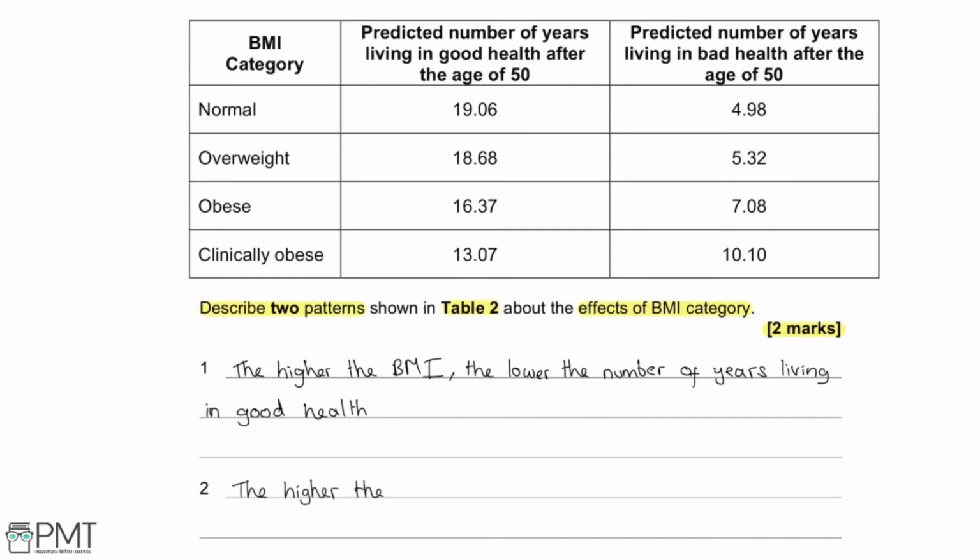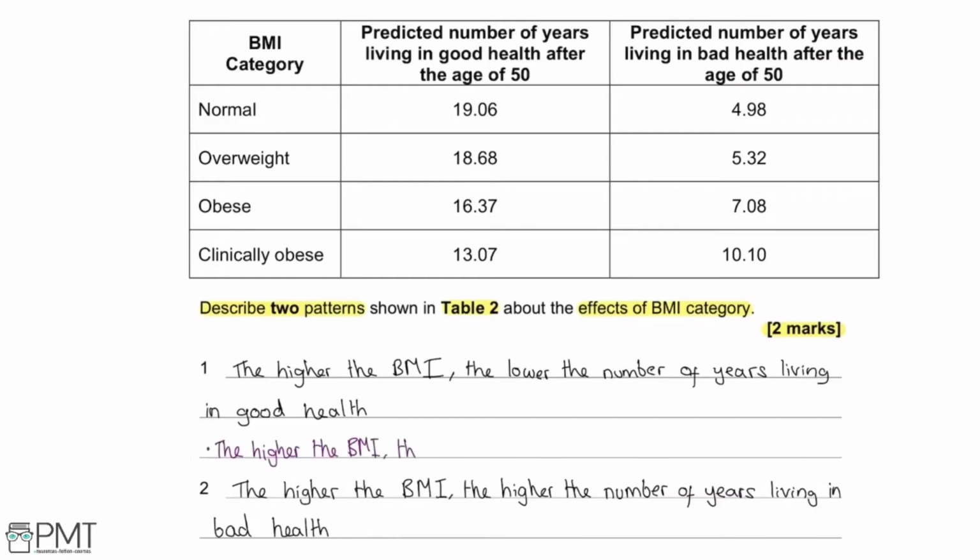Alternately, you can look at the second column. The person in the normal category lives 4.98 years in bad health, whereas the clinically obese person spends 10.10 years in bad health. So you can say the higher the BMI, the higher the number of years living in bad health. The mark scheme will also allow a comment about the total life expectancy, which you get by adding up each row. So the higher the BMI, the lower the total life expectancy.